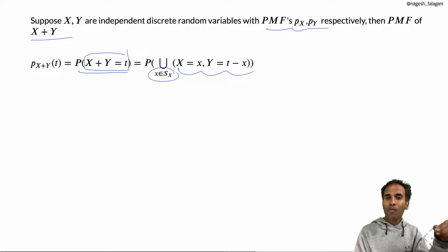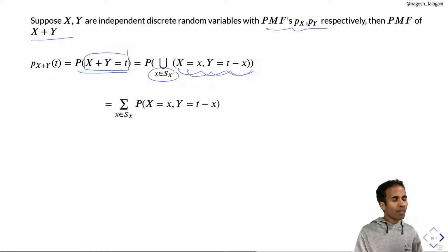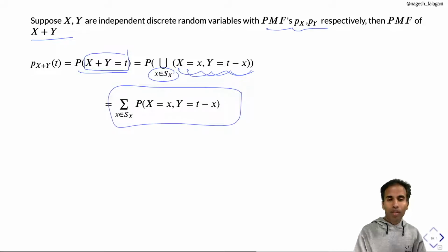Because if X takes the value x, Y must take the value t minus x, so that X plus Y is equal to t. Fine? Okay. Now these events are mutually exclusive. So by finite additivity or countable additivity, the probability of the union we can write as the sum of the probabilities like this. Okay? Fine. Now this is actually the joint PMF value at (x, t minus x).